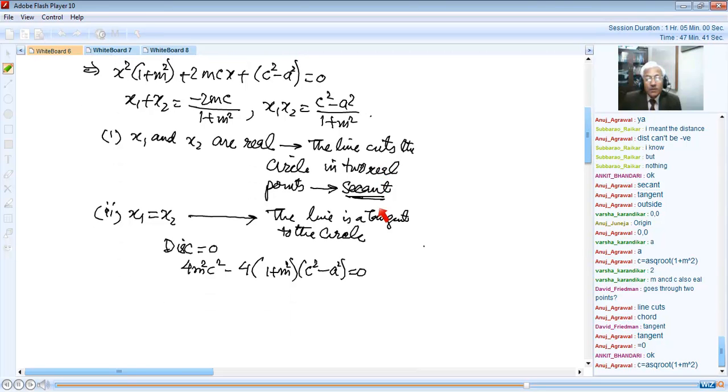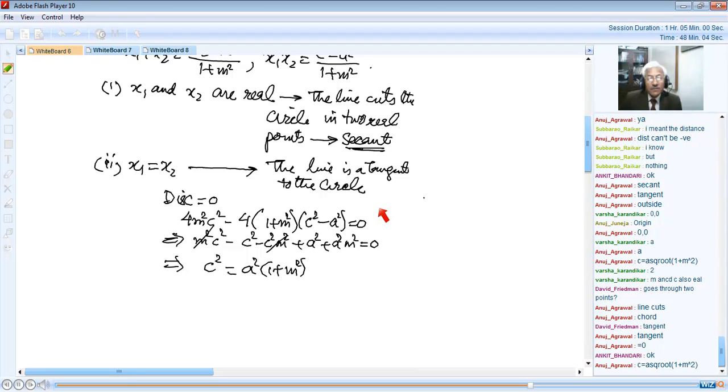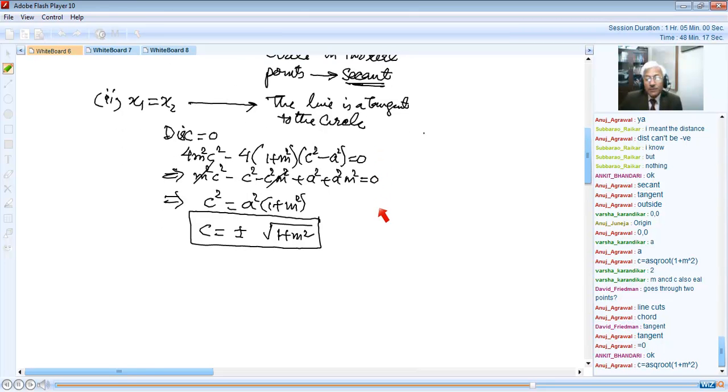That's right. We'll check it now. m square c square minus c square minus c square m square plus a square m square equal to 0. That gives you this, and this will cancel out. You get c square is equal to a square times (1 plus m square). Correct? That means c can be equal to plus minus a root of 1 plus m square. This is the condition for the line to become the tangent.